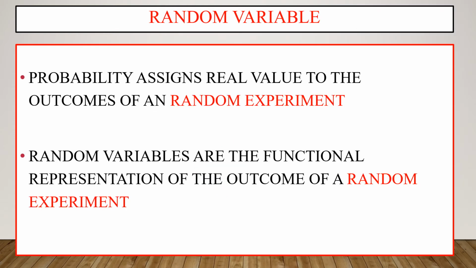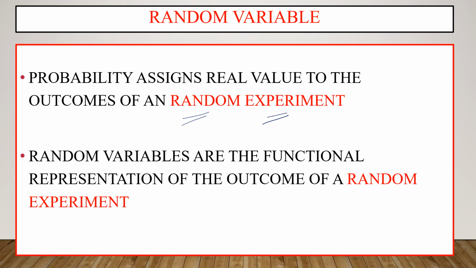Now coming to the part of random experiment, we will try to define random experiment as an experiment which is stochastic or random in nature, and it is an experiment because the outcomes are not really known. Probability is used to assign real value to these particular outcomes, and the random variables are the functional representation of the outcome of the random experiment.